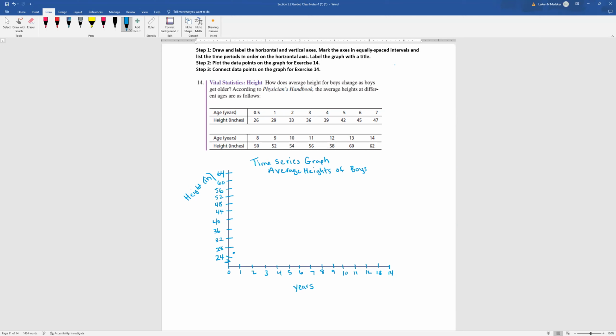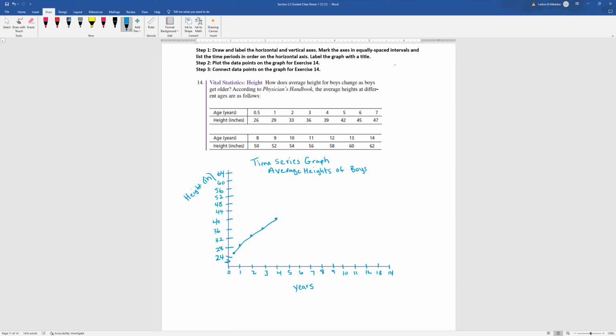So that's between 24 and 28, halfway, and we're at the half year mark. Then we have at 1, we're at 29, so that's just a little bit above 28. We can go ahead and connect these as we go. At 2, we're at 33, so that's just a little bit above 32. At 3, we're at 36, so that's right on that mark. At 4, we're at 39, so just a little bit below 40. Notice we're just connecting the segments as we go.